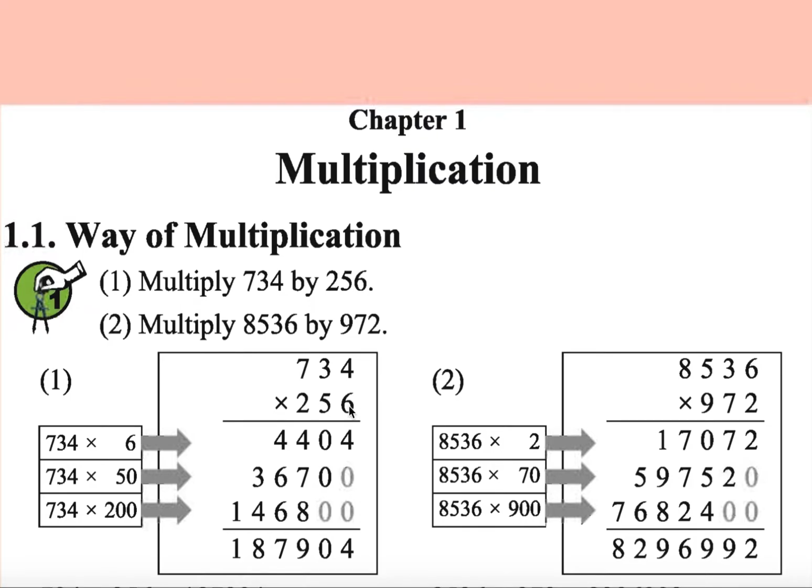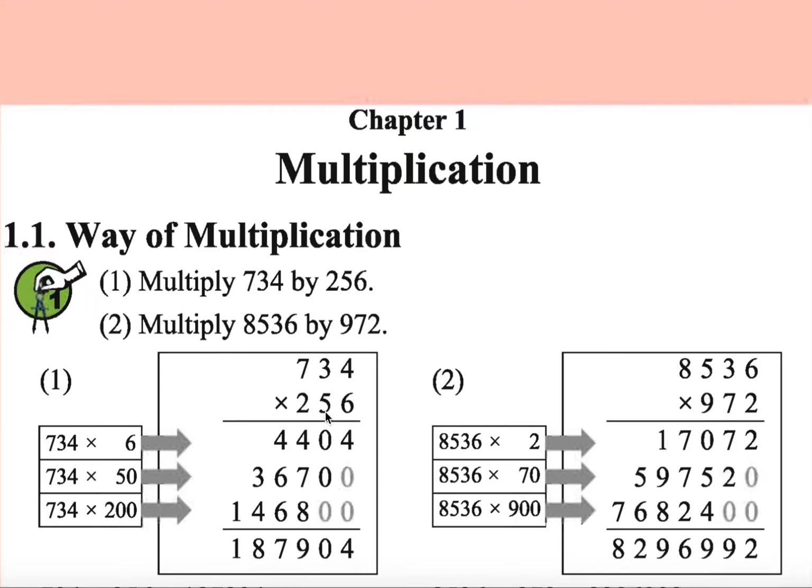First you need to multiply 734 with 6. How much will it be? 4404. Okay, and then with 5 you must start from here. When you multiply with 5, you must start from here, then multiply it with 8, then you have to leave two more places and start from here.